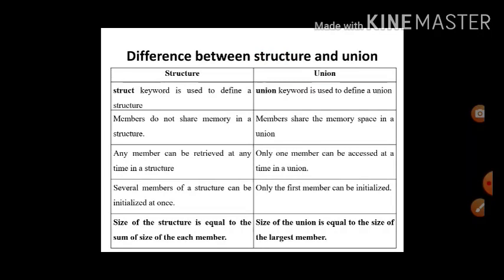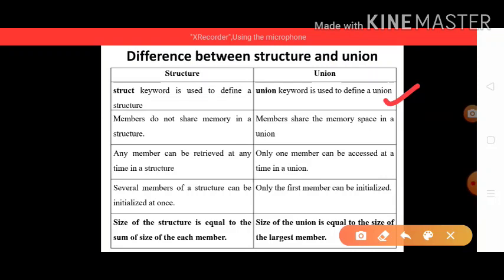Differences between structure and union. The first difference is that struct is the keyword we use to define a structure, and union is the keyword we use to define a union. Members do not share memory in a structure, but in a union members share the memory. In union, any member can be retrieved at any time. In union, only one member can be accessed at a specific time.